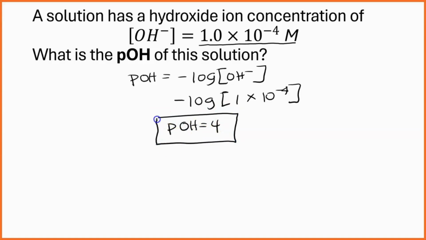pH and pOH will be numbers between 0 and 14 because our pH scale is from 0 to 14. For all of the calculations we're doing, let's round to just 2 decimal places.